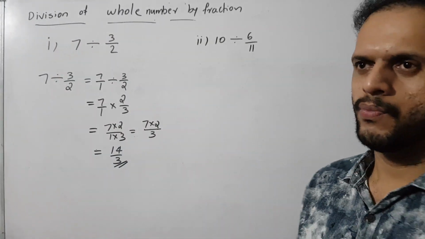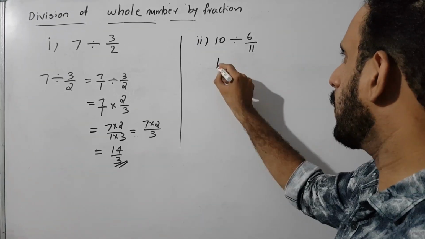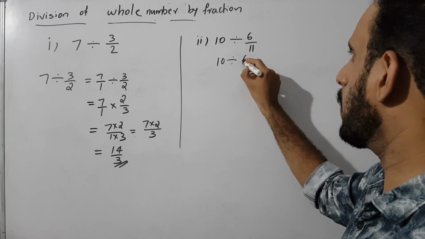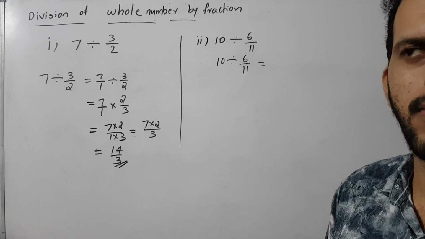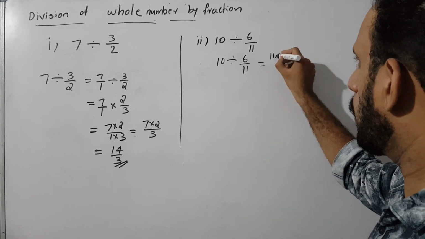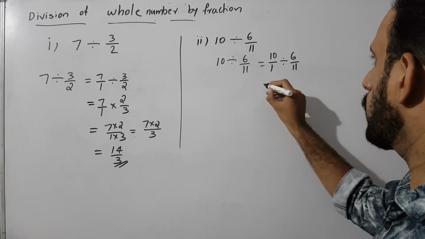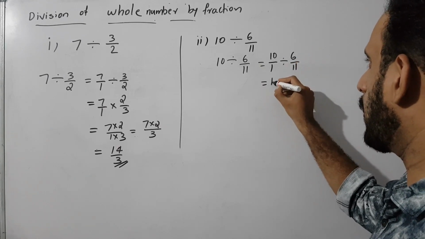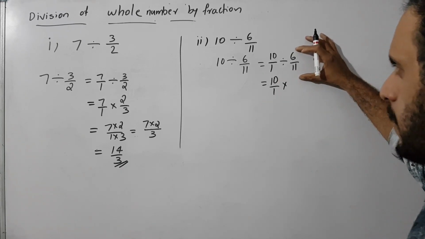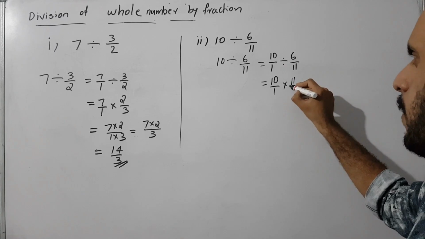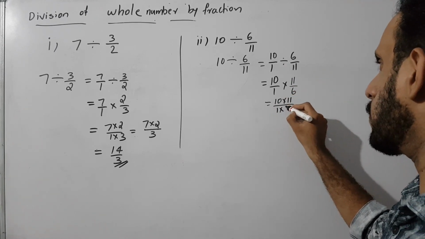Is equal to, how to write? 10 divided by 6 by 11. What is the first step? To make the 10 in the form of a fraction. Correct? 10 by 1 divided by 6 by 11. Then is equal to 10 by 1 into the reciprocal of the second, that one is 11 by 6, so 10 into 11 by 1 into 6.